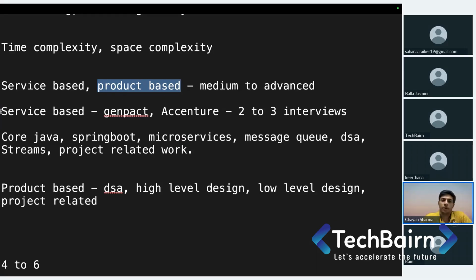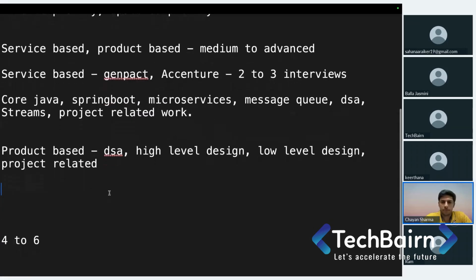But if you can be open to both of them, at least you get an offer, right? And you are under your preparation and you make a switch. Making a switch is very important. So this is how my journey has been for high level design.